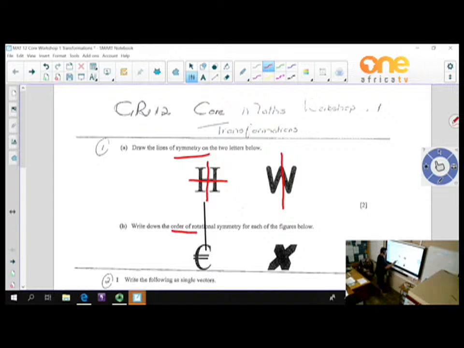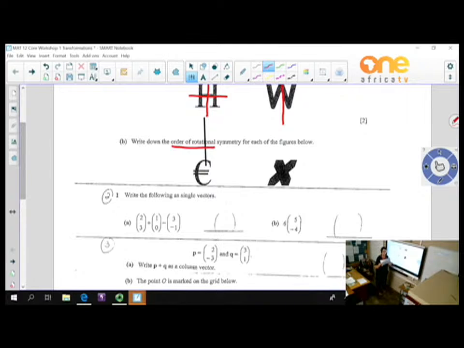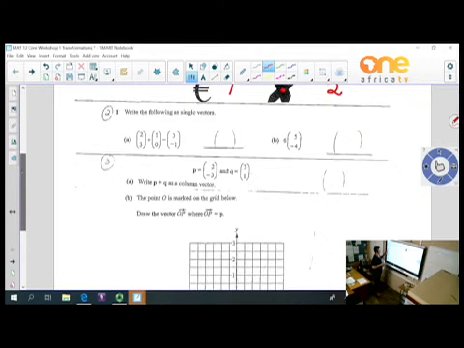At B, they say, write the order of rotational symmetry. Now, if I hold this paper, I can turn this paper twice to the original position. And that is the order of rotational symmetry. So this one will only be one. You can only turn it once around. And this one will be two. If you're unsure, take your tracing paper, which you are allowed in the exam to have. They must hand it out for you. And then you trace it and turn it around, and then you can see which one is which one.